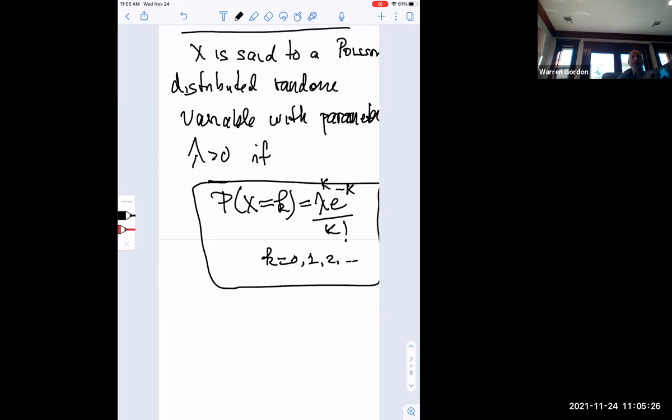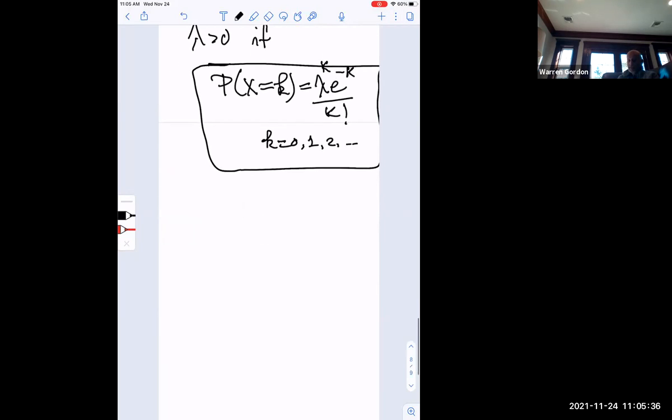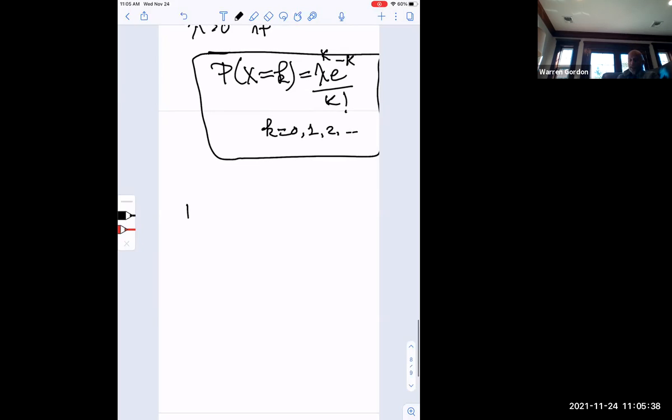In fact, I'm going to show you in an example very shortly that the binomial distribution can be approximated by the Poisson distribution. So again, I want to develop the moment generating function for the Poisson distribution.